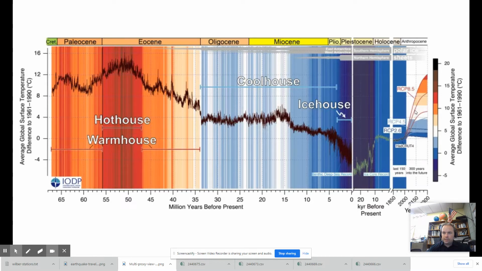So if we had the worst case scenario, we'd be approaching an Earth that was similar to, if we follow this line back, the Eocene. That's really hot, folks. There's no polar ice caps in that situation. And so when we think about climate change, we need to think about it from that point of view.